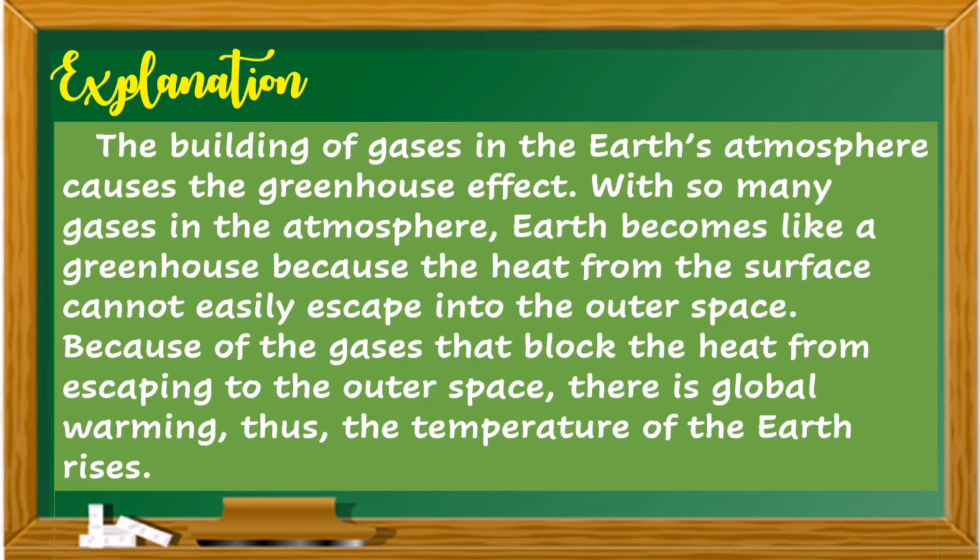For example, the building up of gases in the Earth's atmosphere causes the greenhouse effect. With so many gases in the atmosphere, Earth becomes like a greenhouse because the heat from the surface cannot easily escape into the outer space. Because of the gases that block the heat from escaping to the outer space, there is global warming. Thus, the temperature of the Earth rises.